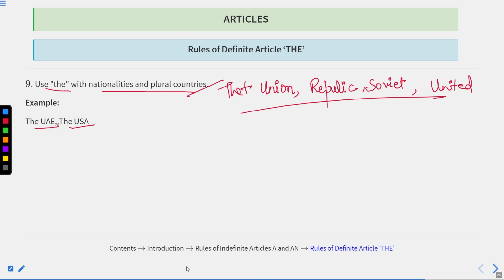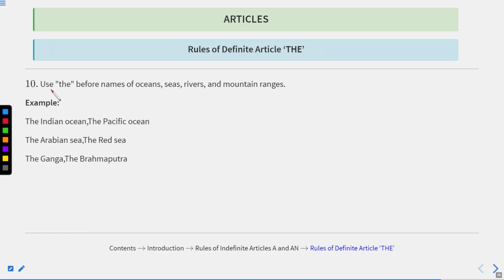Now one more thing, we can also say the Indian, the American before the nationalities. So we can use "the". Use "the" before the names of oceans, seas, rivers, and mountain ranges. So the Indian Ocean, the Pacific Ocean. The Arabian Sea, the Red Sea, the Ganga, the Brahmaputra, and mountain ranges, the Himalayas.